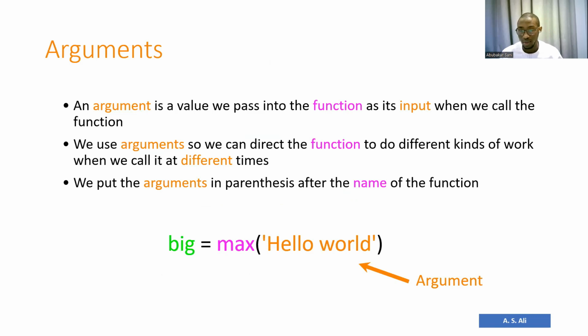So we have discussed this. Max is a simple function that returns the maximum. What is max? Max is a Python built-in function. Here it takes in an argument, which is hello world, and returns the max.